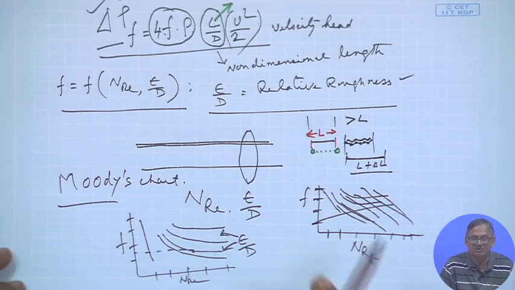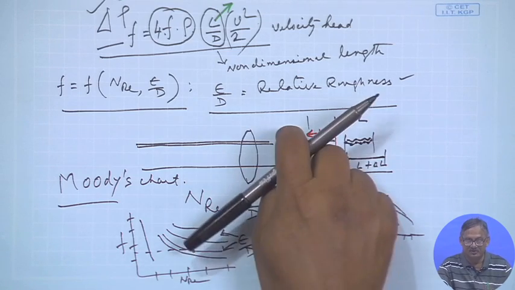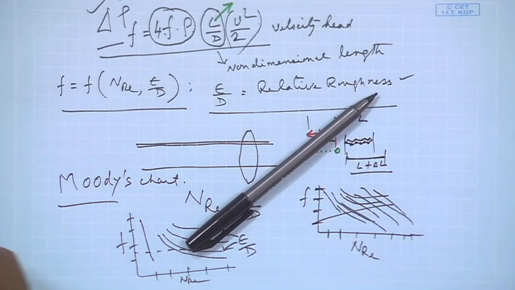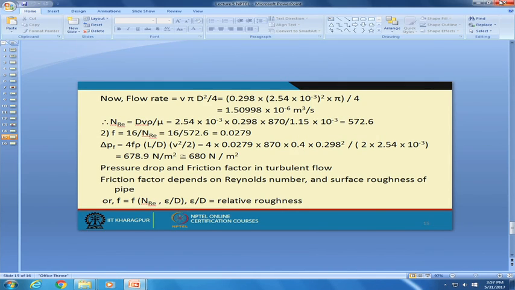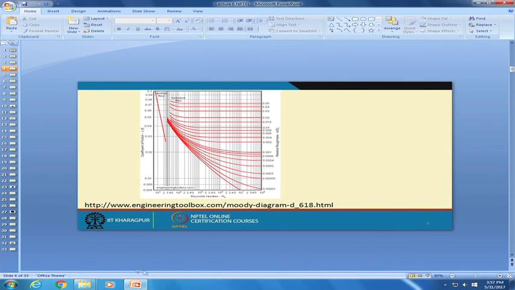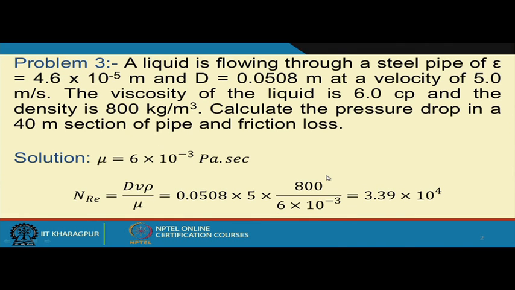So, once you know from the Moody's chart the value of friction factor, then you can calculate the pressure drop, right. So, if you now go back to that original which we left with, okay, this was over. Now, let us look into a problem.